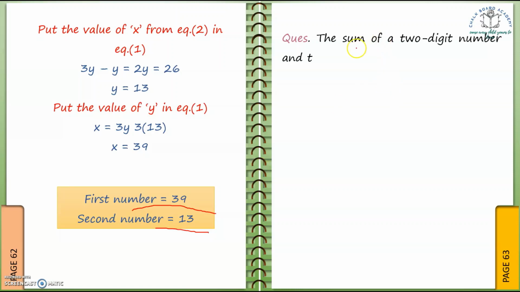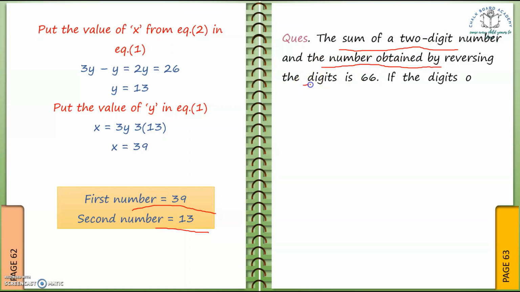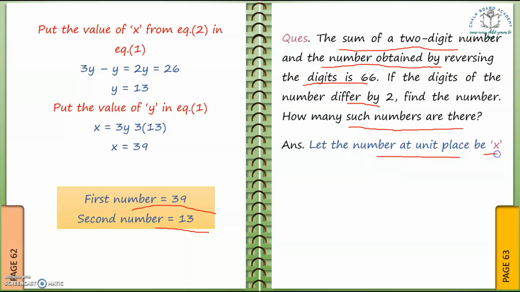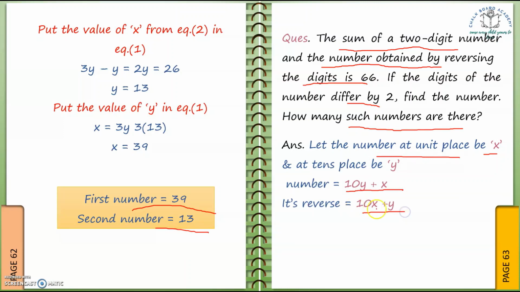So here the sum of a two-digit number and the number obtained by reversing the digits is 66. If the digits of the number differ by 2, find the number. How many such numbers are there? So in this question we are given the digits and numbers. So first we are going to assume the digits here. So let's assume the number at unit place be x and the number at tens place be y. So the number becomes 10y plus x and its reverse will be 10x plus y.